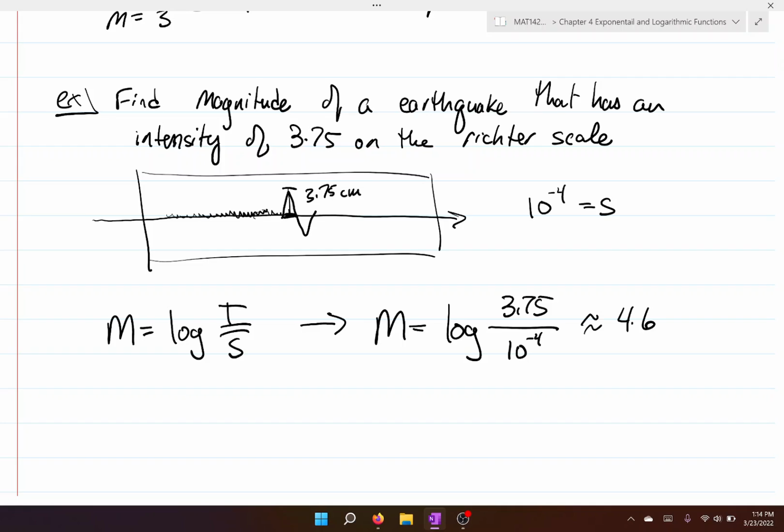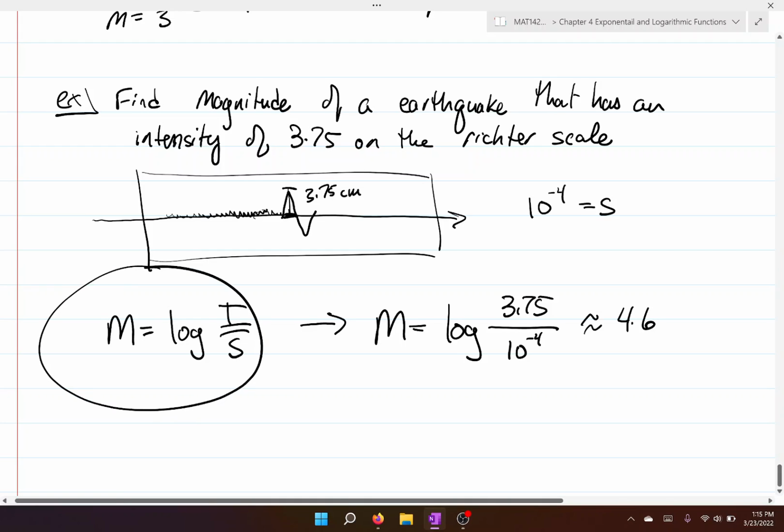All right, but that's basically it here. So just make sure that you're substituting correctly. A lot of these are just plug and chug. If we were in a calculus course, then we would actually be deriving all these formulas that we have.